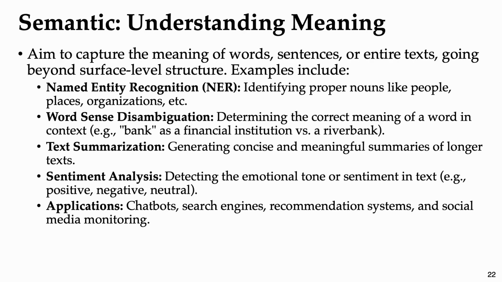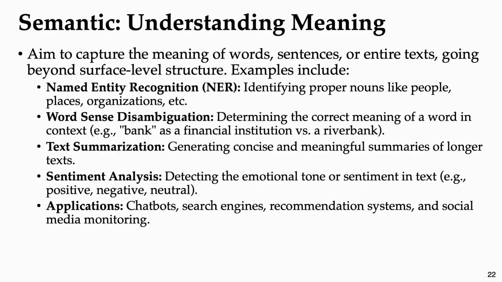Then the next type is semantics, basically understanding the meaning of a given language. It aims to capture the meaning of words, sentences, even entire utterances of words in a text, beyond some surface level structure. Because you can imagine that the structure itself is the easy part, because you have rules. You can actually encode those rules. And so the tasks that we have here include named entity recognition, NER. Basically, you want to identify the proper nouns, like people, places, organizations, etc.